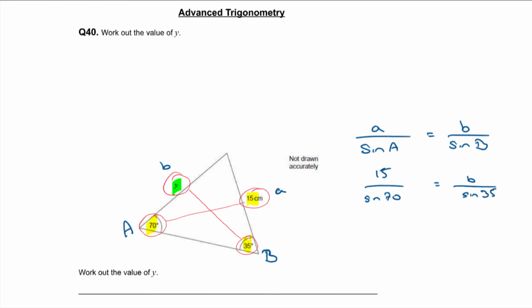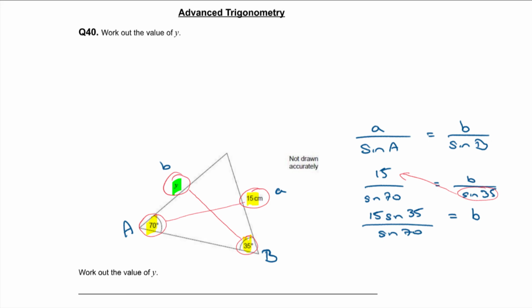Okay, so sub into the sine rule. Next thing is to rearrange the sine rule to get the thing you want to find on its own. So I'm going to move that up here. Okay, now because I put b at the top to start with, that makes the rearrangement a little bit easier. So then b is going to be equal to 15 sine 35 over sine 70. Okay, so then it's just a matter of typing it into the calculator.